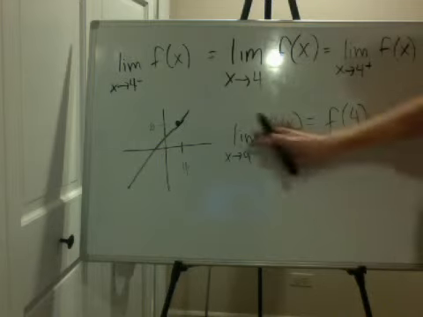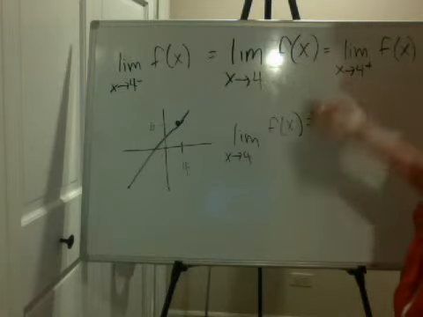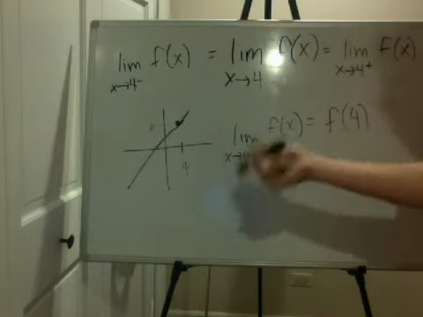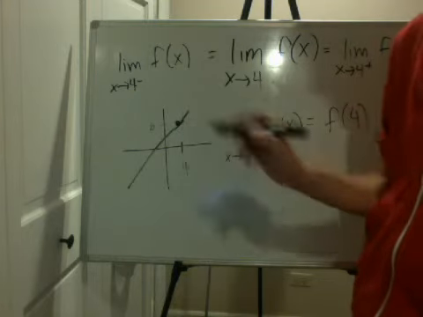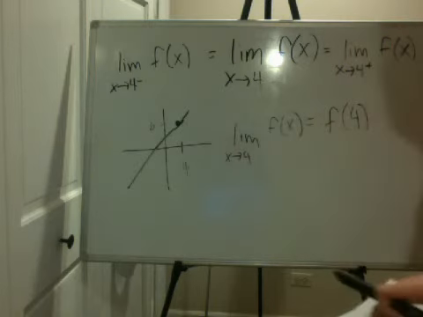Now, in the definition, instead of 4, it'll say c: the limit as x approaches c of f of x equals f of c. As long as it fits all of these conditions, it's continuous. So therefore, this line is continuous because the left and the right both meet at 6, and f of 4 equals 6. Because they're the same thing, this is continuous.